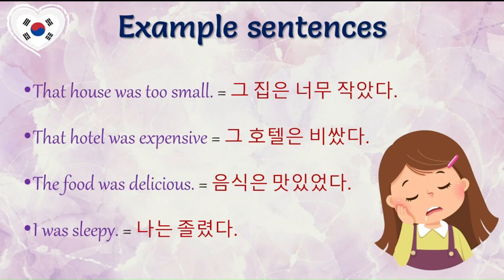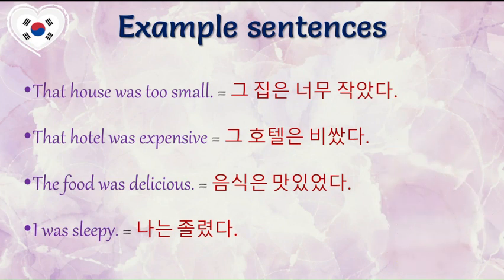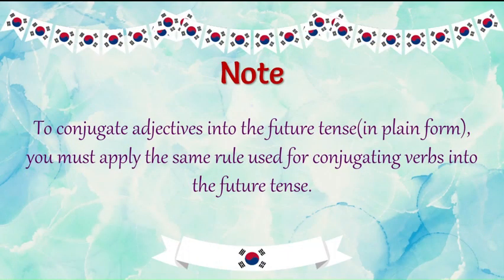Okay. So this was all about conjugating Korean adjectives in the past tense in plain form. The rules are exactly the same that we used while conjugating Korean verbs. Alright, now let's move ahead and look at this note. To conjugate adjectives into the future tense when talking about the plain form, you must apply the same rule used for conjugating verbs in the future tense. Again, the same thing is happening over here.